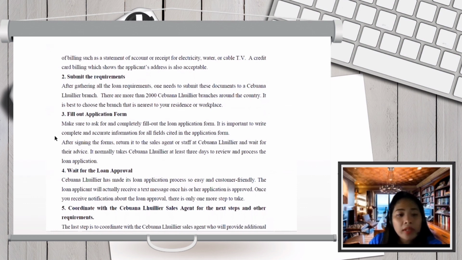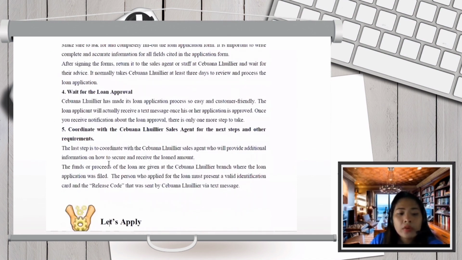Of course, you have to fill out the application form. Pagka-submit, at least 3 days to review. So you have to give them 3 days to review and process the loan application and wait for the loan approval. And then, of course, the last step is to coordinate with the Cebuana Lhuillier sales agent who will provide additional information on how to secure and receive the loan amount.